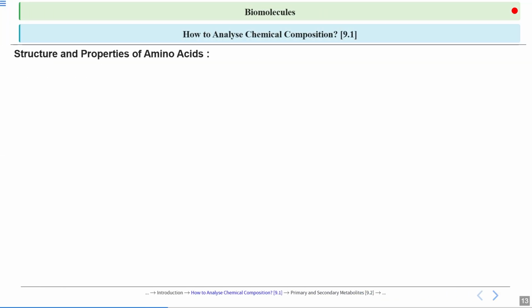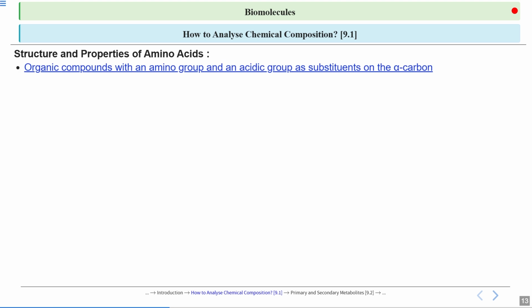Now let's talk about the structure and properties of the amino acids. Amino acids are organic compounds with an amino group and an acidic group as substituents on the alpha carbon. Amino acids are the building blocks of the proteins. They join together through which bonds? They join together with the help of peptide bonds to form a complete polypeptide, which is known as the protein.